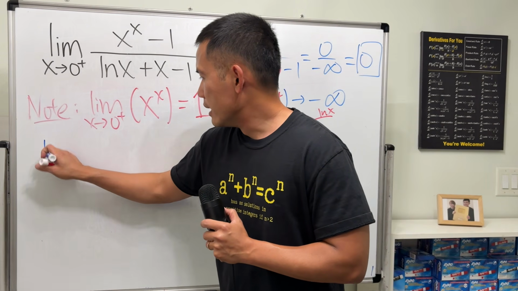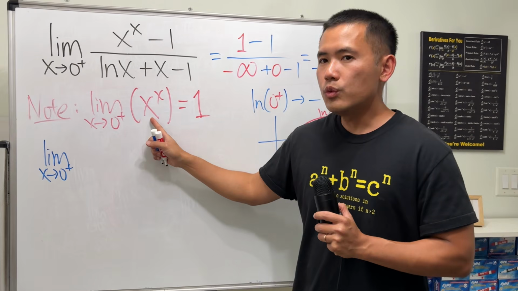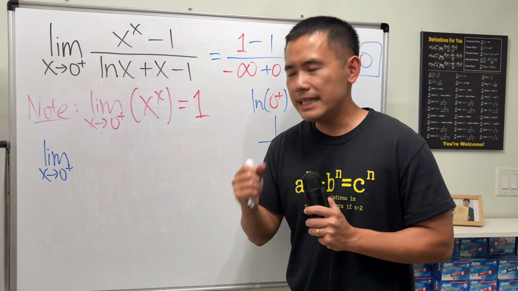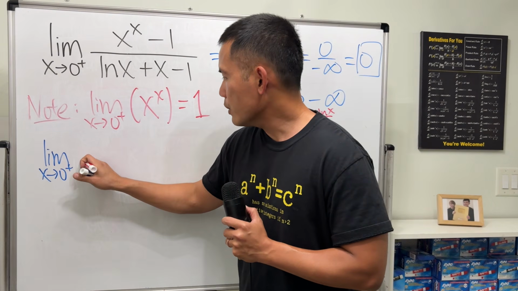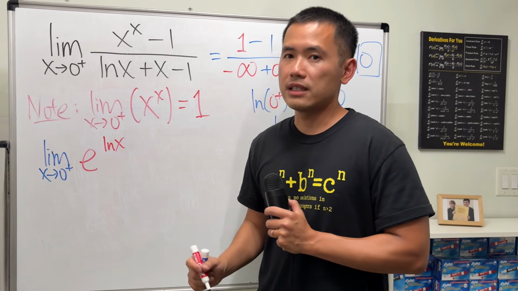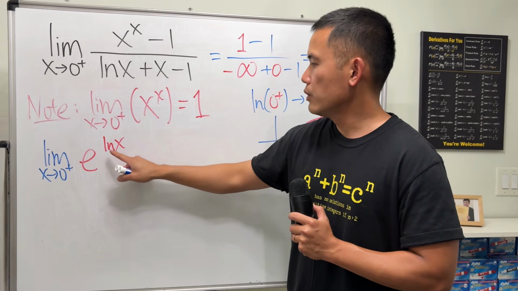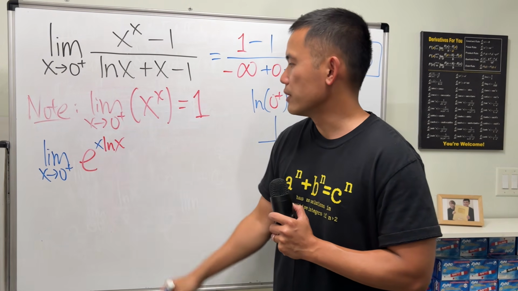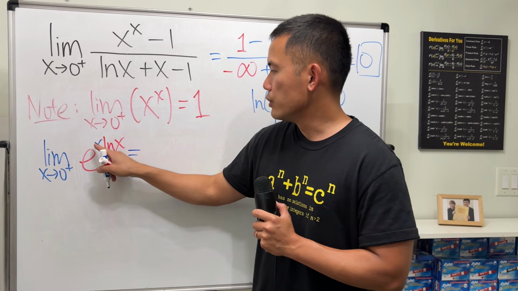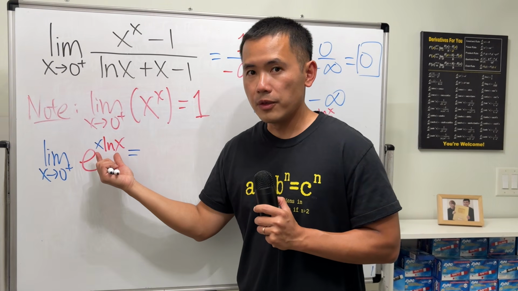So the limit as x approaches 0 plus, you don't want to have a function for the base and a function for the exponent. You would like to have base e. So for this x, we are going to write it as e to the ln x power. If you cancel, you still get the x back. But we still have another x. Raise this to the x power, we multiply the exponents, so I'll put the x right here. So now, if you look at 0 plus into here and here, you get 0 times negative infinity. So this is another indeterminate form.